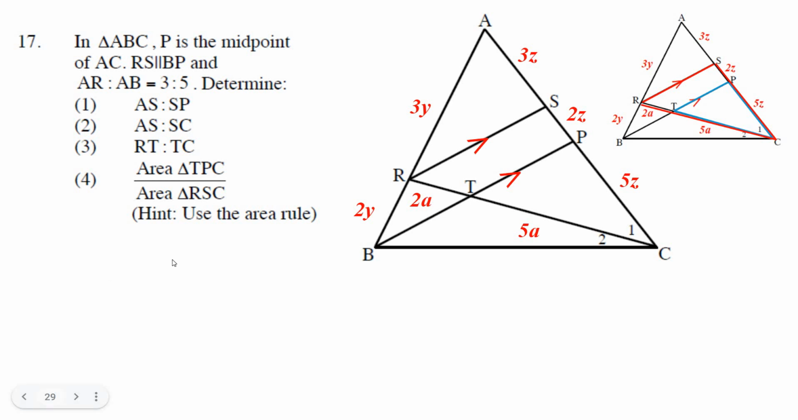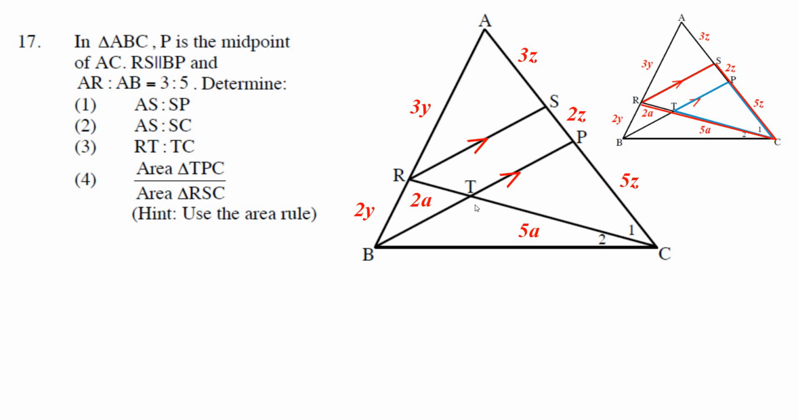Okay, we're going to do the last part of question 17, where they ask for the area of triangle TPC and the area of triangle RSC. They would like to know the ratio of those two areas. Well, you're just going to use the area rule, but first let's figure out where they are.